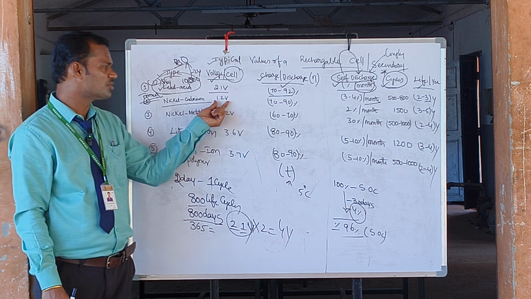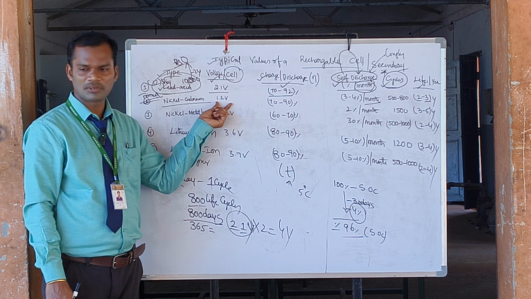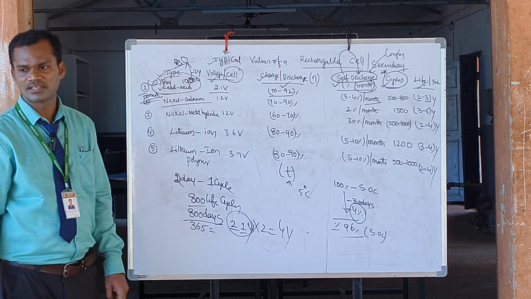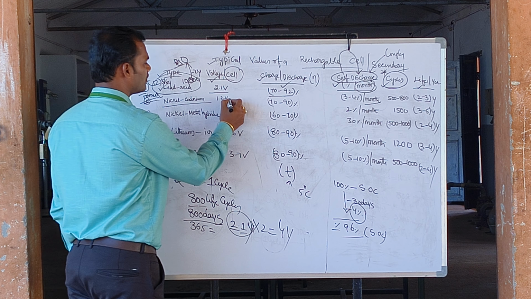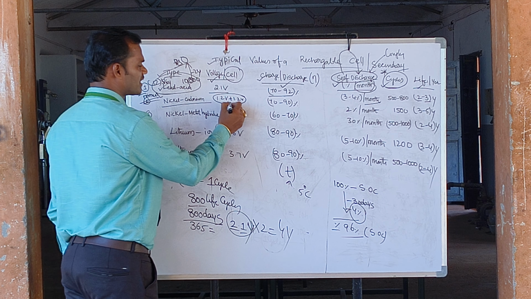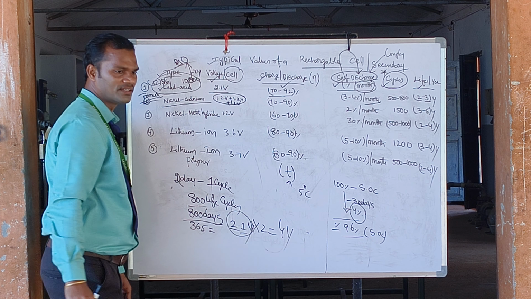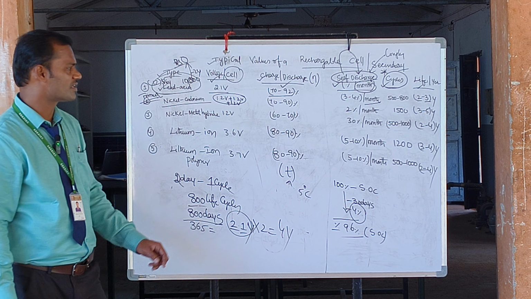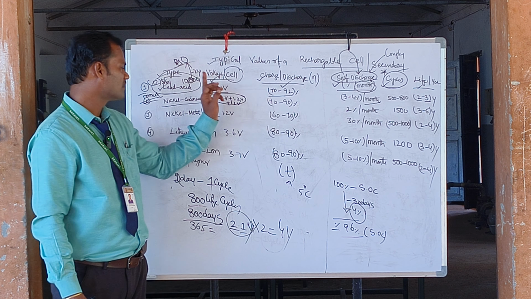So what is the output voltage of this battery? 1.2 volts. So the motor used in the trimmer may require 3 volts. Then how many cells will be connected? 2 cells will be connected, or as per the requirement 3 cells will be connected in series connection. When you connect them in series, what will increase? Voltage level will increase.